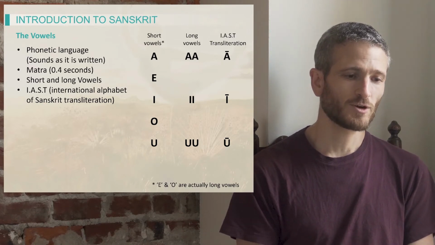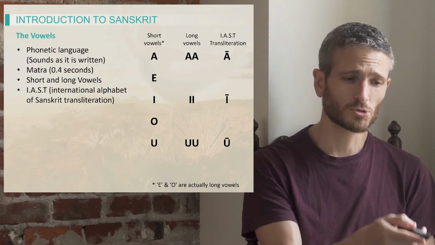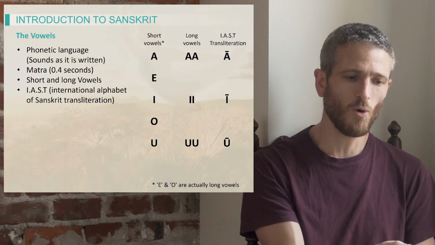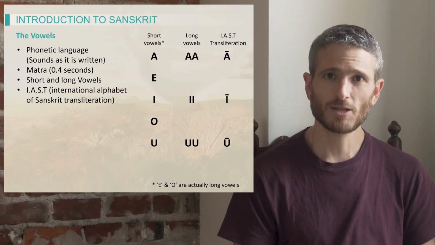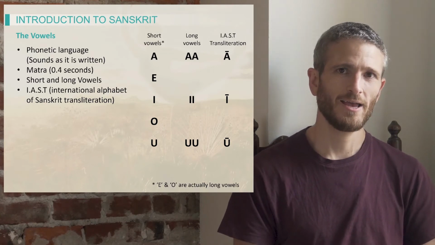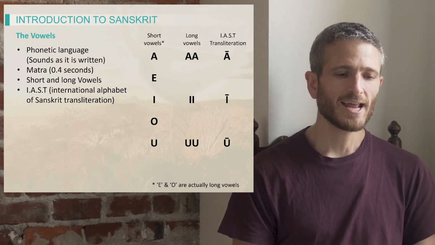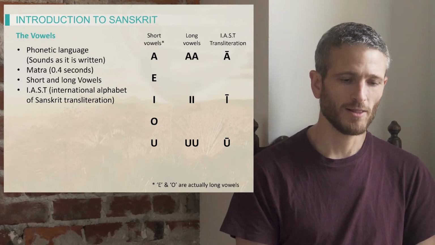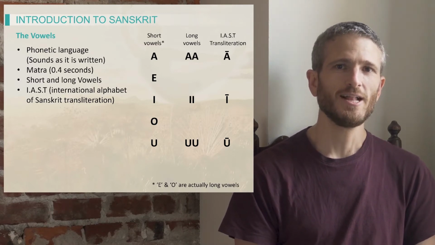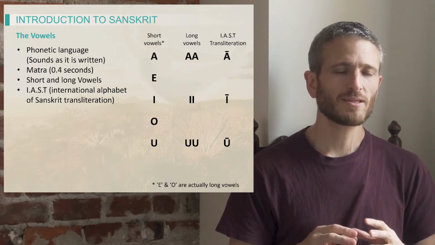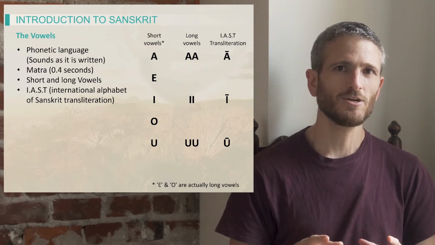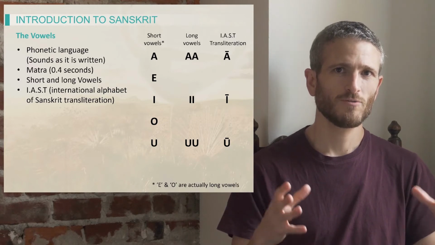Okay? So for example, as you can see, I'm going to treat this E and this O as short vowels, although actually they're considered to be long vowels, but I said we're making it simple, right? A, E, I, O, U. And then how would we write a long A? Well, the way it's written in transliteration is that we put a line above the letter. So the moment that there is a line above the letter, you know that it is a long vowel.